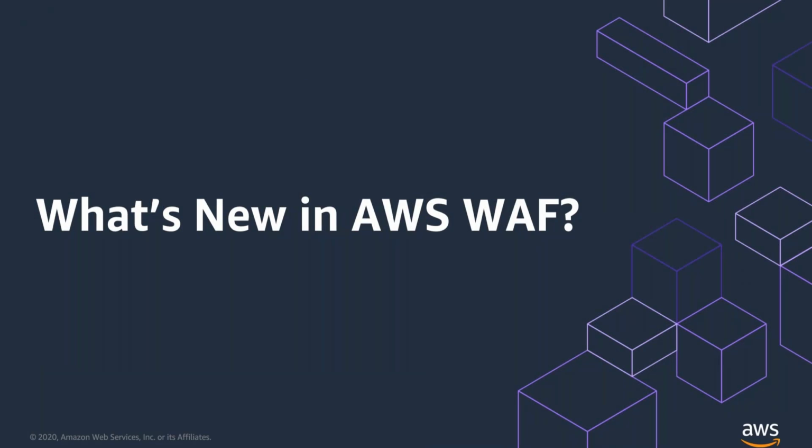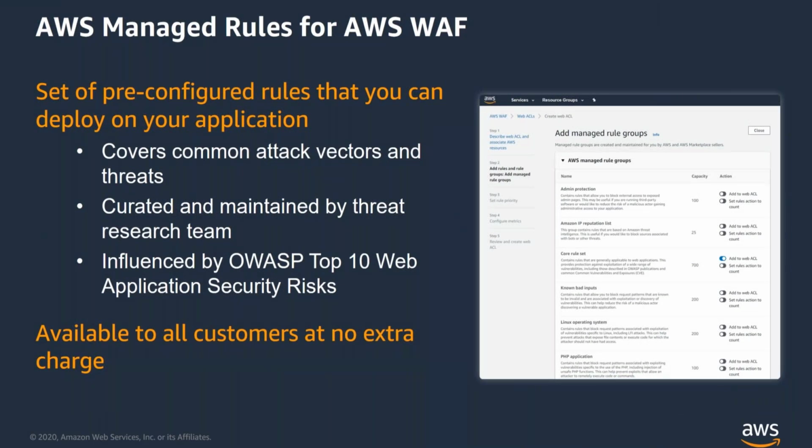So what's new in AWS WAF? Back in last year's re:Invent, we launched AWS Managed Rules to help you get started quickly and easily with AWS WAF. The idea behind Managed Rules is that we would cover the common attack vectors so that you don't spend a lot of time managing a basic set of rules, thus providing you with a stable baseline to work with.